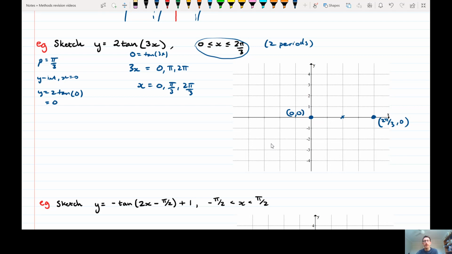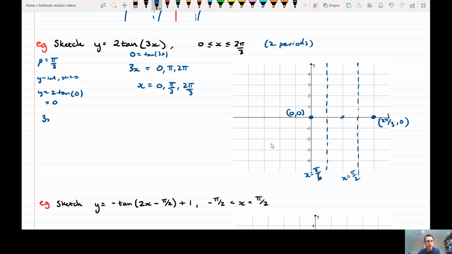The last thing I always want to do is to find the asymptotes, vertical asymptotes. Now, if there are no translations, the vertical asymptotes are halfway between the intercepts. So in this case, it's going to be here. Straight up and down through here. That's going to be x equals, well, half of pi on 3 is pi on 6. And this one here is going to be halfway between pi on 3 and 2 pi on 3, which is going to be pi on 2. But let's see why that is.